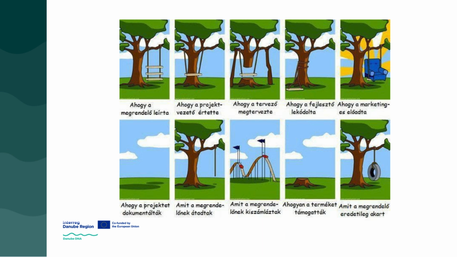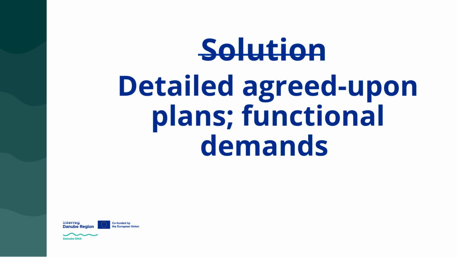Another similar illustration presents shared understanding from different perspectives. It shows how a team builds a swing, but each stakeholder envisions it differently in their mind. This highlights how, without a common understanding, the final product may turn out very differently from what was actually needed. In the end, what is delivered is often not the same as what the client, or in some cases, the user originally wanted.